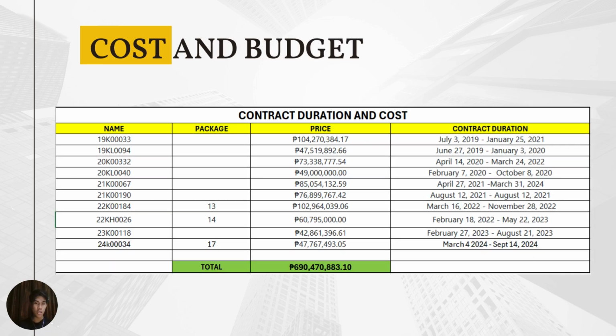So for the cost and budget, we have found 11 contracts. This is for the whole length of the diversion road, which started in 2019. So these are the total contracts that we have found on the internet with their respective prices. So the total cost or price for the whole 11 of these contracts is 690 million.